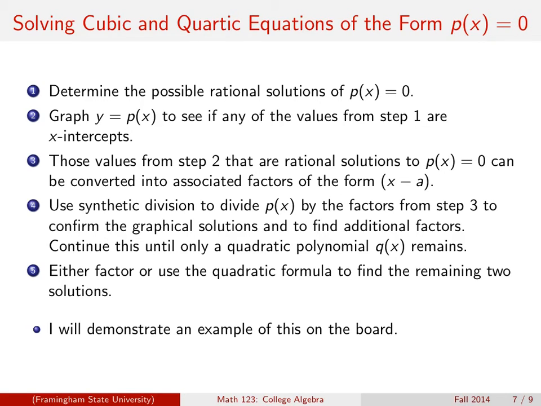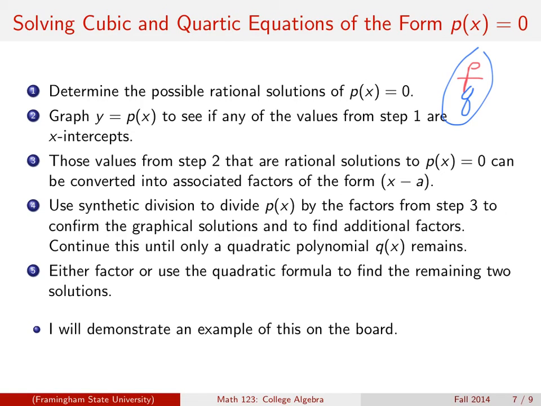So we can determine all the possible rational solutions using the rational roots theorem, which states that we are going to look at all of the possible factors of the constant term divided by all of the possible factors of the coefficient of the leading term.